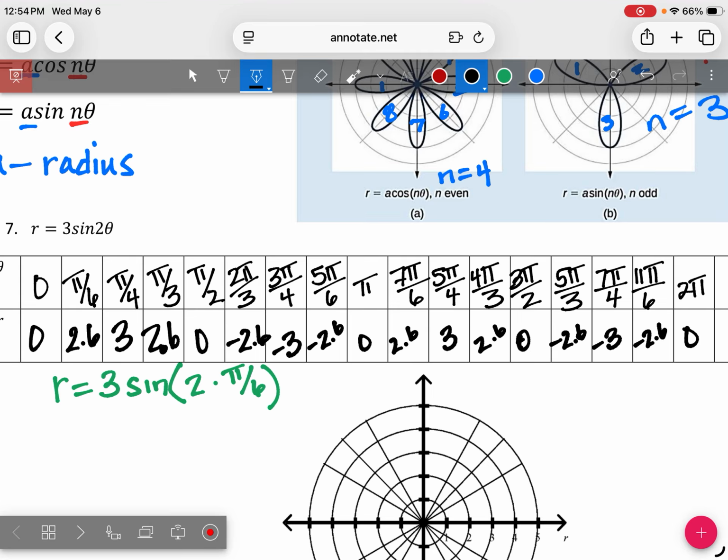So a couple things to note. See how A is 3, and 3 is the furthest radius that we're going to reach. We're not going to go past the third ring because we started with a 3. Now, N in this example is 2. And because 2 is even, this graph had 4 petals. All right, go ahead and graph it out.